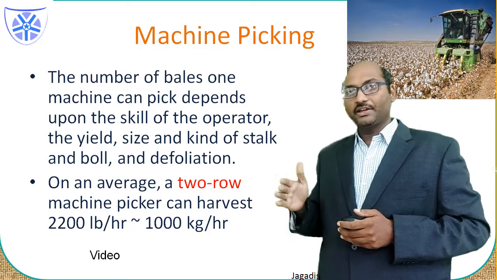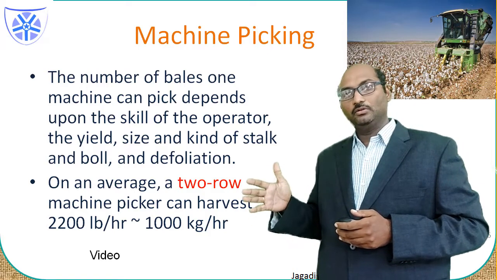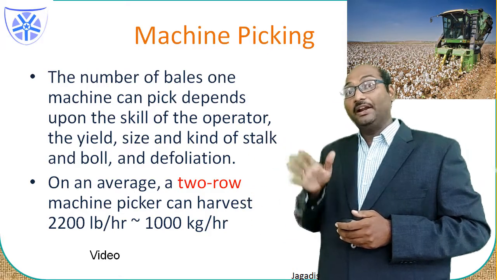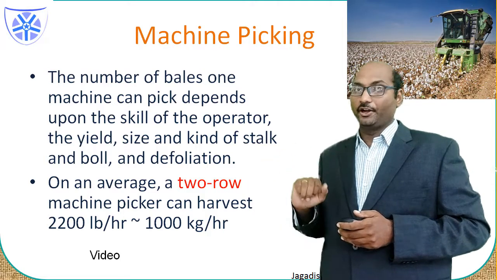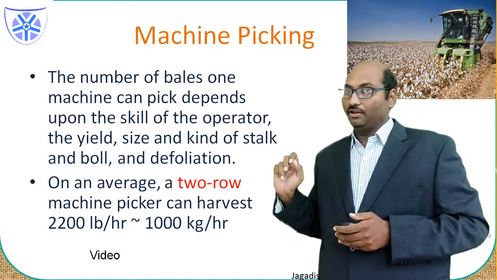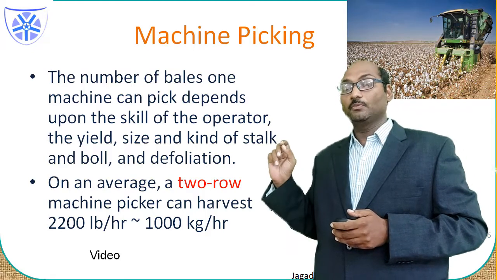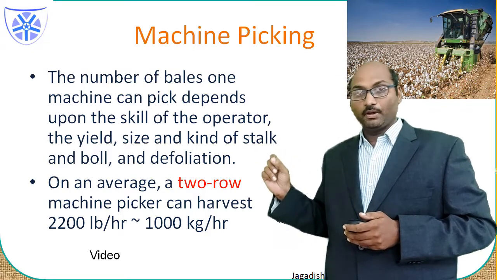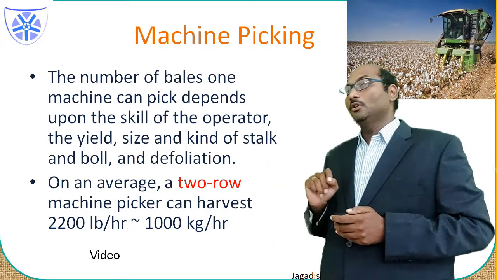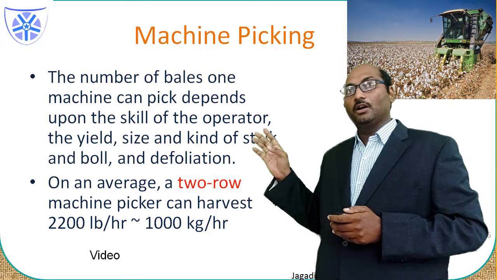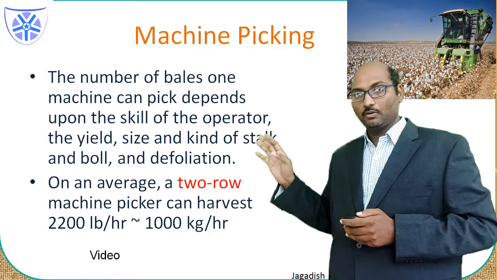Considering an average of 10 hours in a day, that is 100 kg for manual picking and 10,000 kg for the machine. So 1:100, one operator can handle this machine. By using this machine it can perform the work of 100 people. So we will see a video of how this machine picker works.